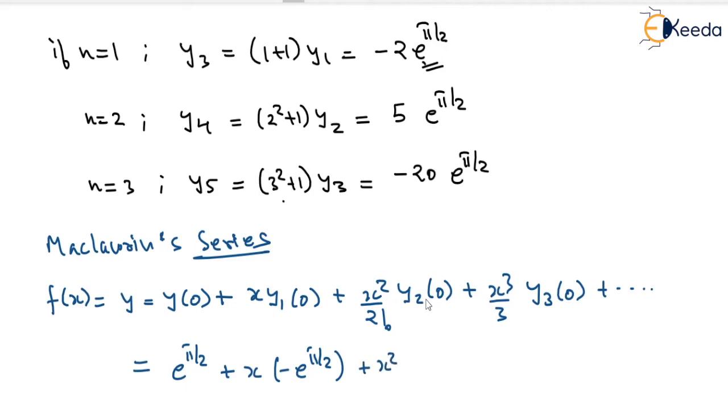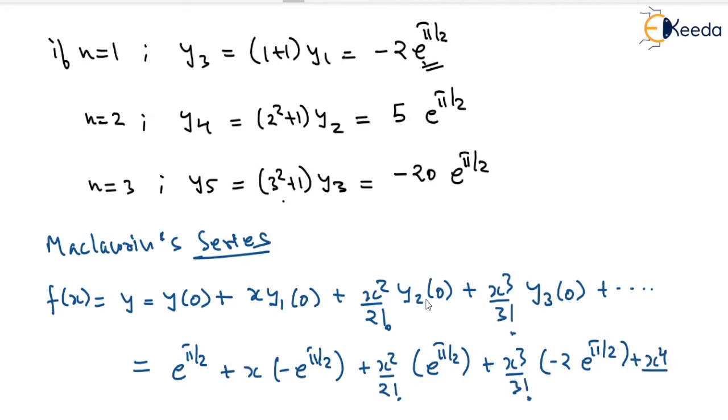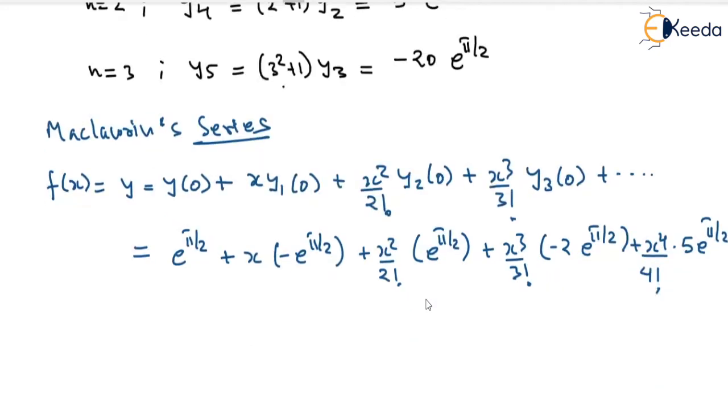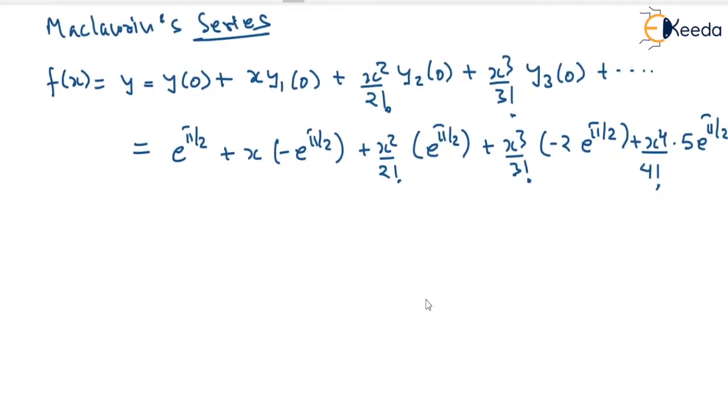plus x square by 2 factorial into e to the power of pi by 2 plus x cube by 3 factorial, y3 we have found to be minus 2 e to the power of pi by 2, plus, let's say, the other term x to the power 4 by 4 factorial into 5 e to the power of pi by 2, and other higher terms, but we may not need it as per the expression to be proved or expanded.